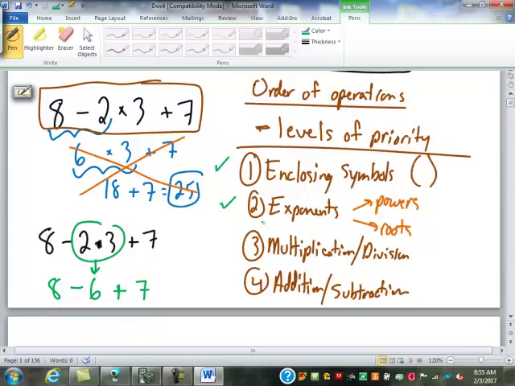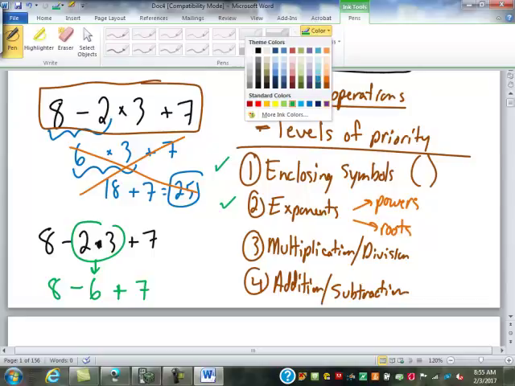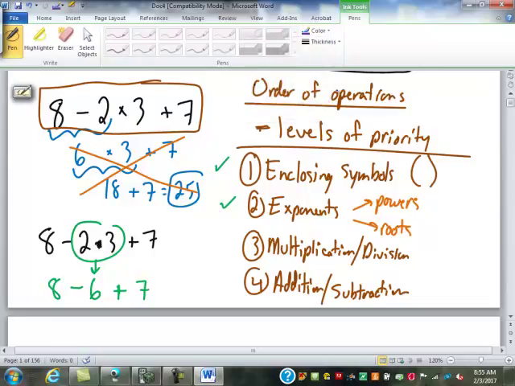Now I get asked a lot, is that really a 2 times 3 or is that a negative 2 times 3? And the answer to that is yes. It can be either one. I can leave it just like I have as 8 minus 2 times 3, which would give me what I got here, 8 minus 6 plus 7. Or I could change it to 8 plus a negative 2 times 3. But notice now, if I treat that as a negative 2 times 3, this is now addition and not subtraction. It's going to end up the same because it'll be 8 plus a negative 6 instead of 8 minus 6. But you can interpret it either way.